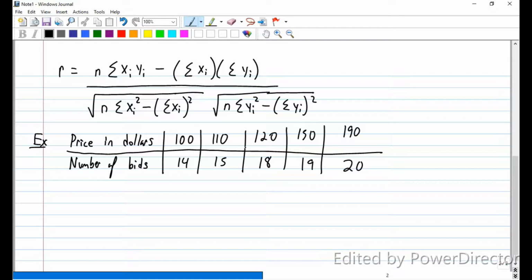All right, so what all do we need? We need a lot of stuff, right? We need the sum of x, the sum of y, the sum of x times y, the sum of x squared, and the sum of y squared. So that's all the sums we'll need, and then we'll plug them into our formula and see what we get. Okay, so I'm going to make a table.